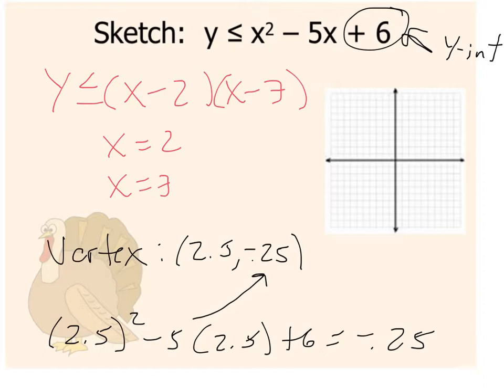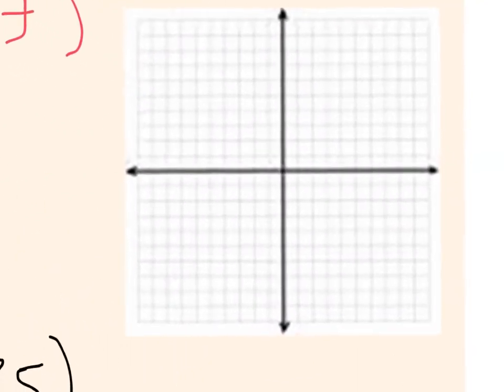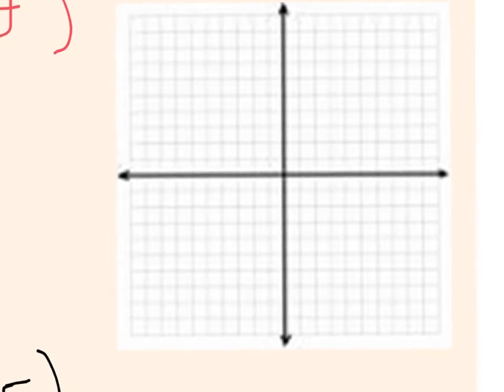Let's put all this together and see if we can come up with the basic structure of the sketch of this quadratic. We got an x-intercept right here, y-intercept right there. That's about where the vertex was. 1, 2, 3, 4, 5, 6 points up. That's where I found my y-intercept. And this is 2.5 right here. I should go over to 5.